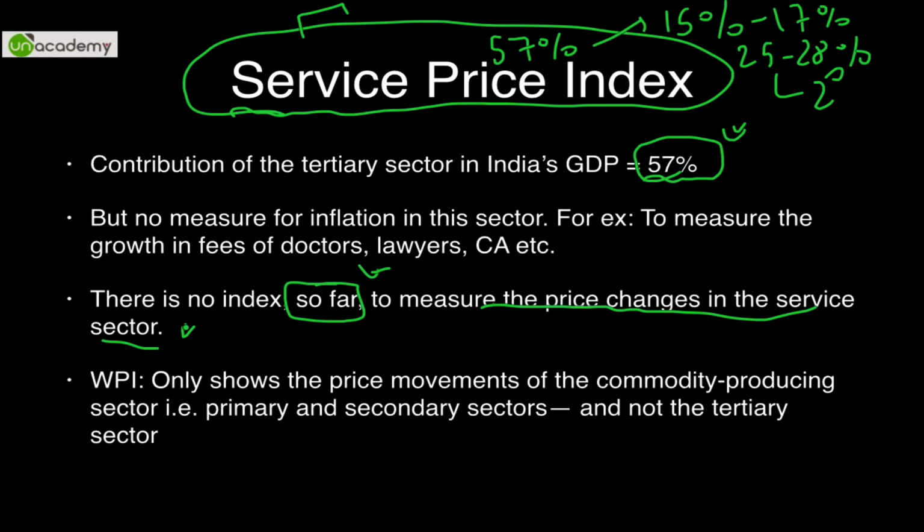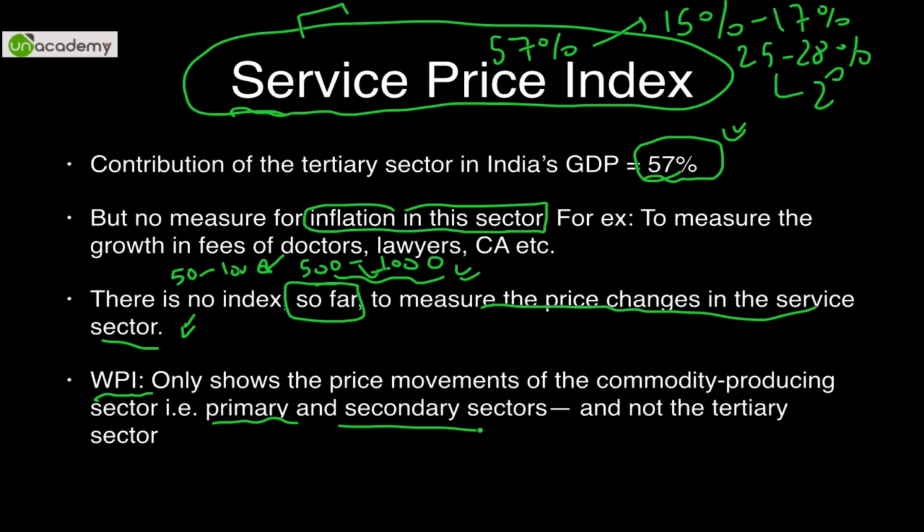This is extremely sad. For example, doctor fees: at my time, when I became a first year MBBS student, they were 50 to 100 rupees. Now it is 500 to 1000 rupees. So can you see the drastic increase in the fees? Similarly lawyers, CAs, all these service providers, the hospitality industry. There is no measure for inflation in this particular sector. Also, WPI only includes primary and secondary sectors. Basically it is focused on commodity producing sectors and it does not include the tertiary sector.